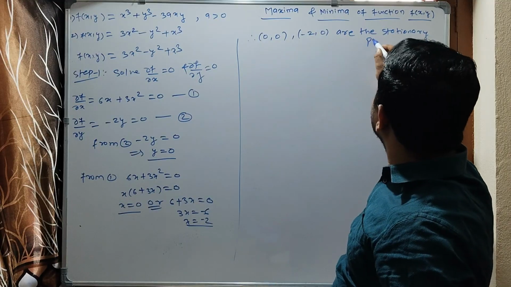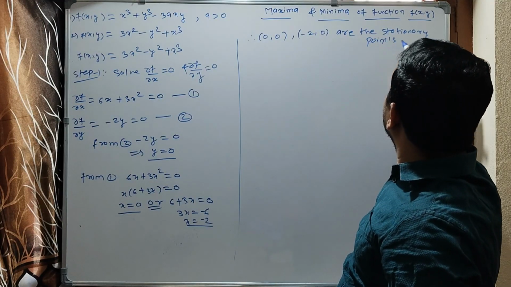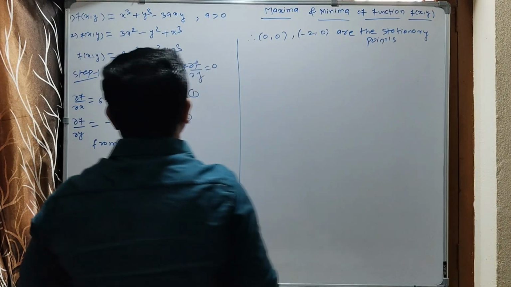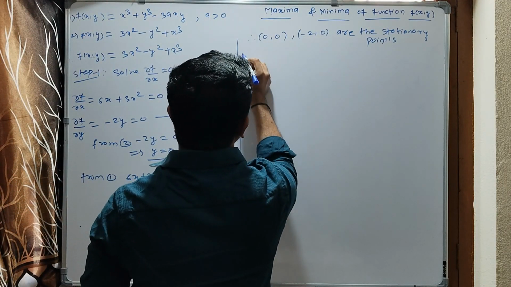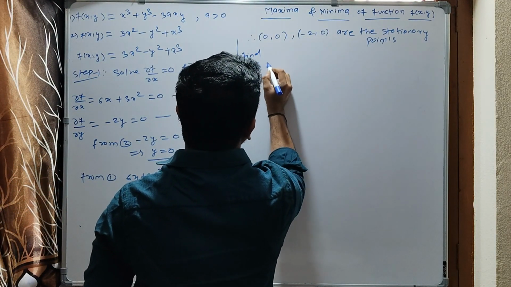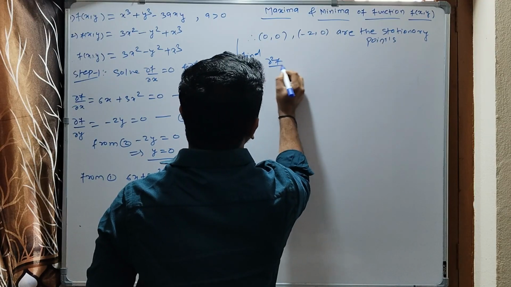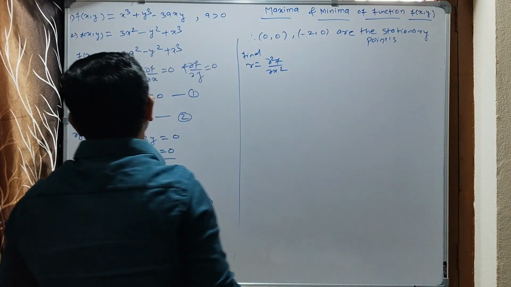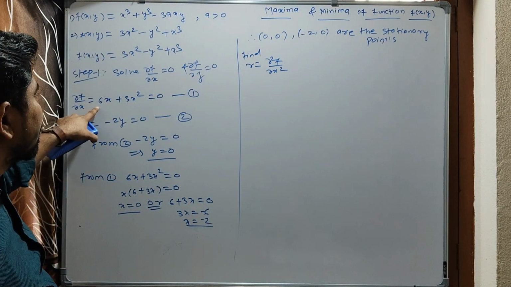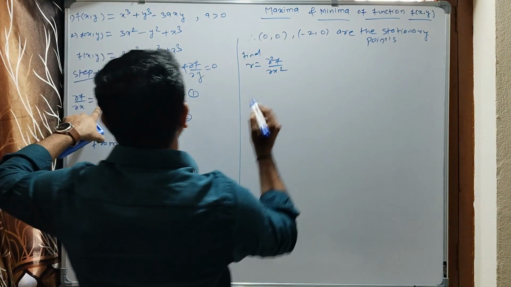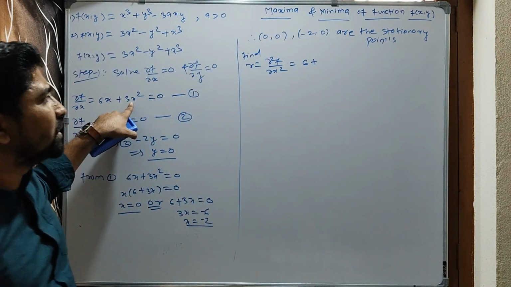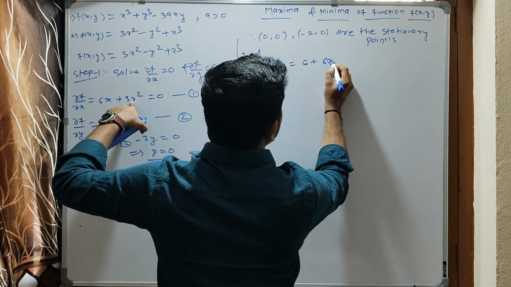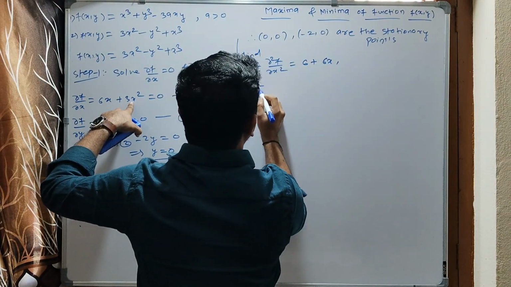Stationary points. Now I want to find r, s, t. Here r equals ∂²f/∂x². So ∂²f/∂x² is equal to 6 plus 6x, 6 times x.